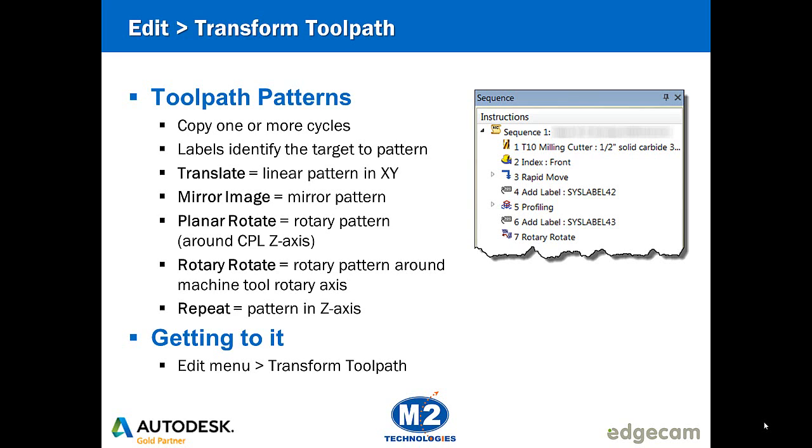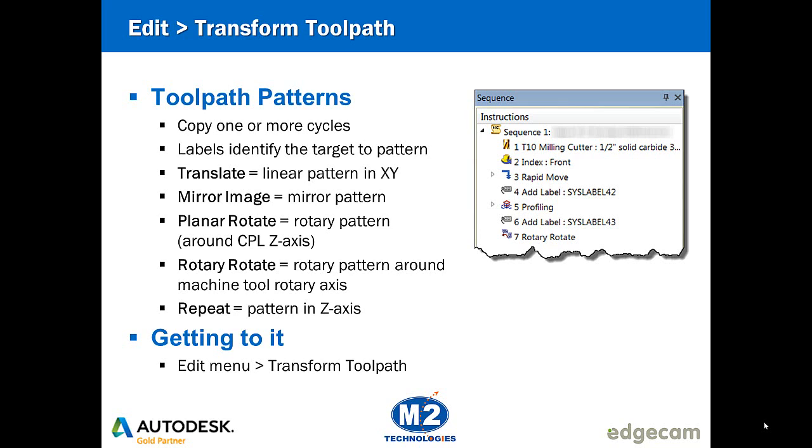Instead, as the image to the right shows, the toolpath pattern commands add a label before and after the toolpath to be copied and replicate that toolpath as directed by the user. The advantage is that a single Edgecam cycle can be changed and the patterned toolpath will replicate all changes throughout the copies.